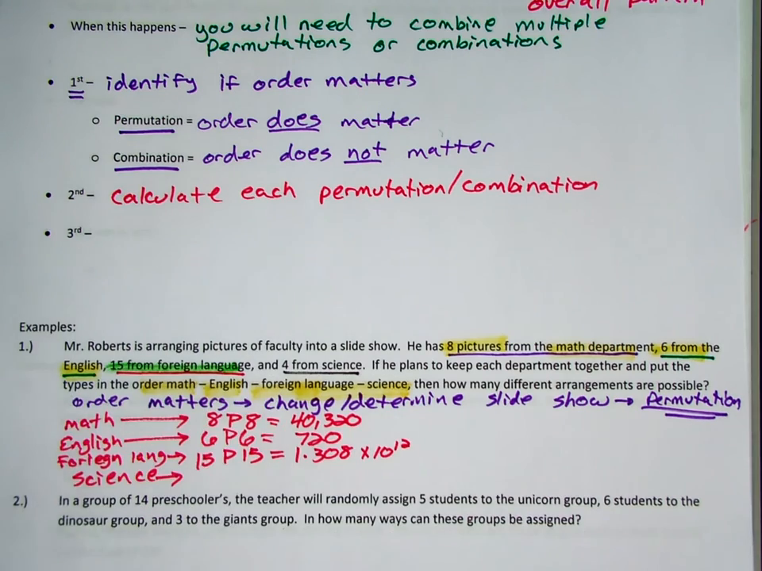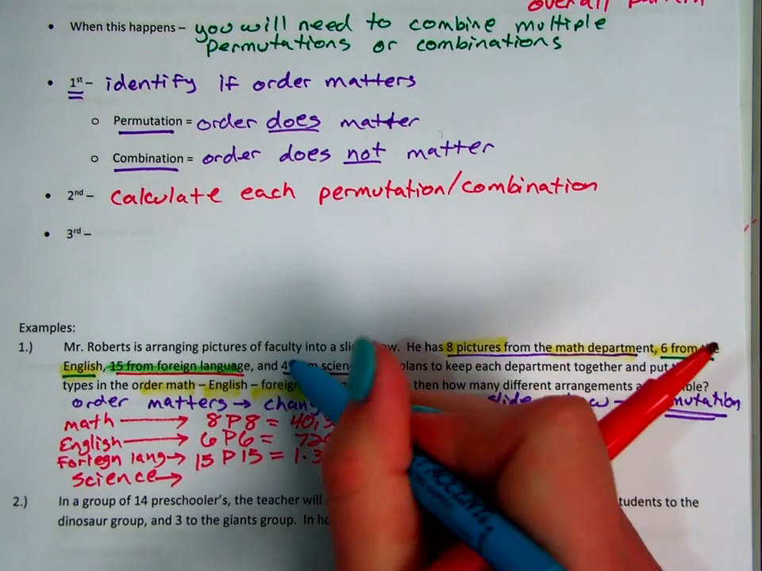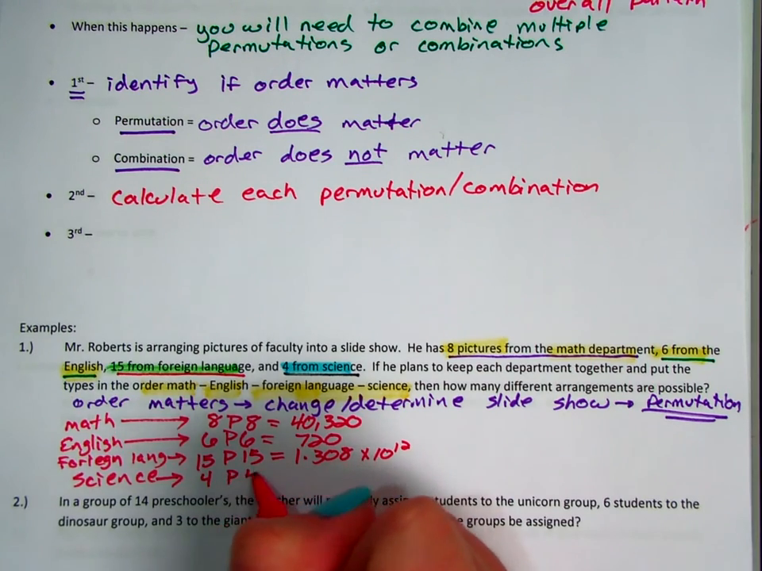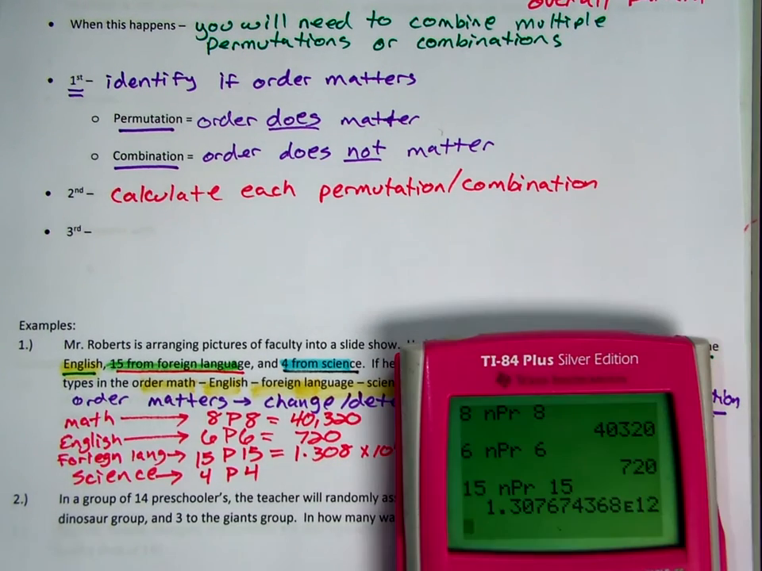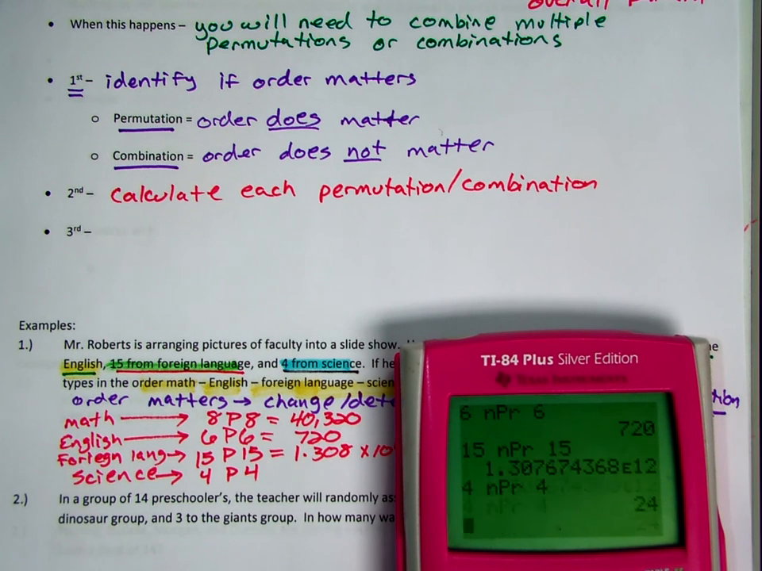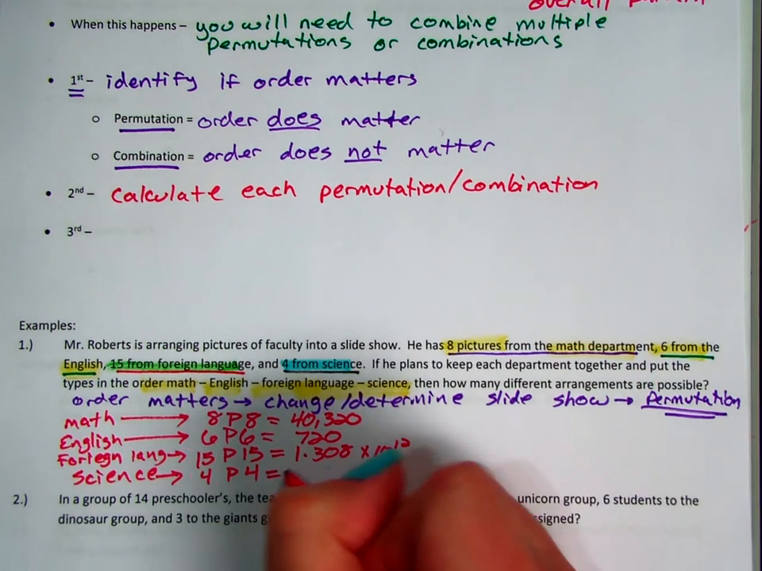And then for science, it looks like we have 4 pictures from science. So we're going to have 4 options that we're going to choose 4 of. So we're going to go back to our calculator again, right? 4 permutation 4 is 24.